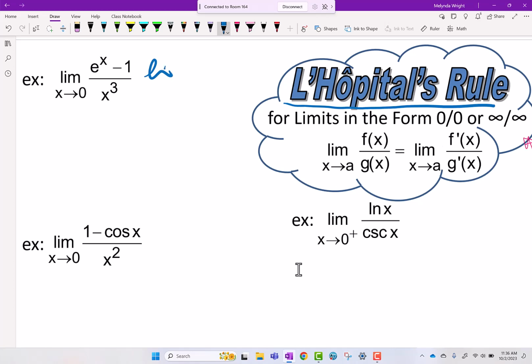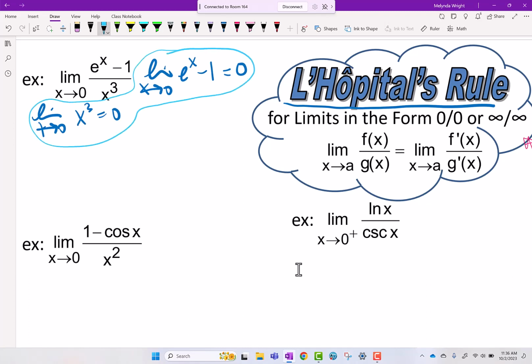You would say the limit as x goes to 0 of e to the x minus 1, our numerator, is 0. You can't put a fraction bar. Don't do that. In fact, I'm not even going to put them together. The limit as x goes to 0 of our denominator, which is x cubed, is 0. So these two pieces are required in order for you to be eligible to use L'Hopital.